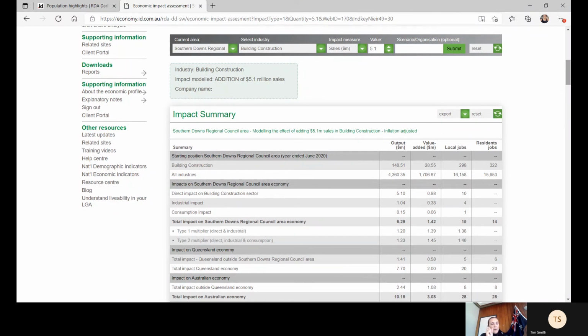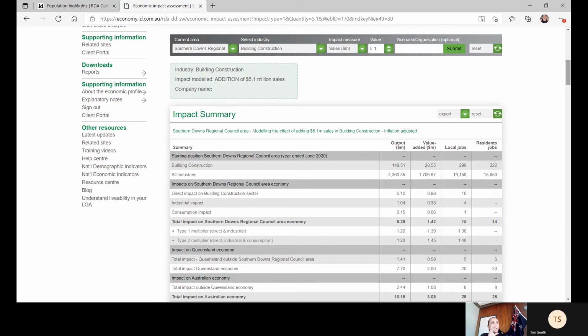You can also run it for things like if you can't fill jobs. Some of the training organisations in Toowoomba have been using this model to show that, look, we can't get apprentices, we can't get this, we can't get that. What is the economic impact of not filling those jobs?